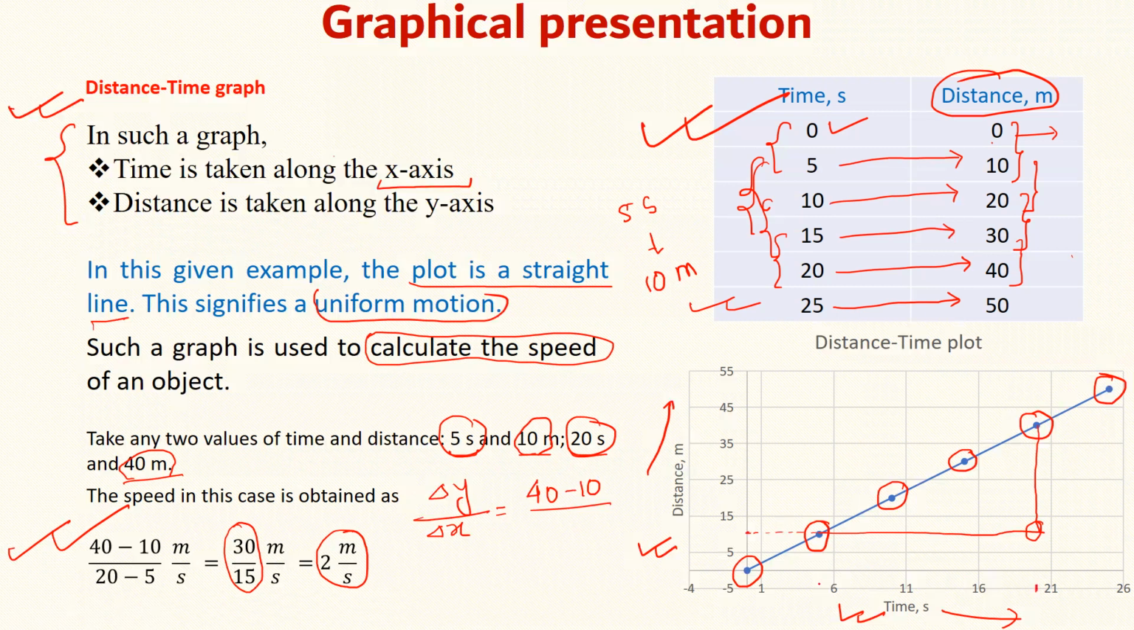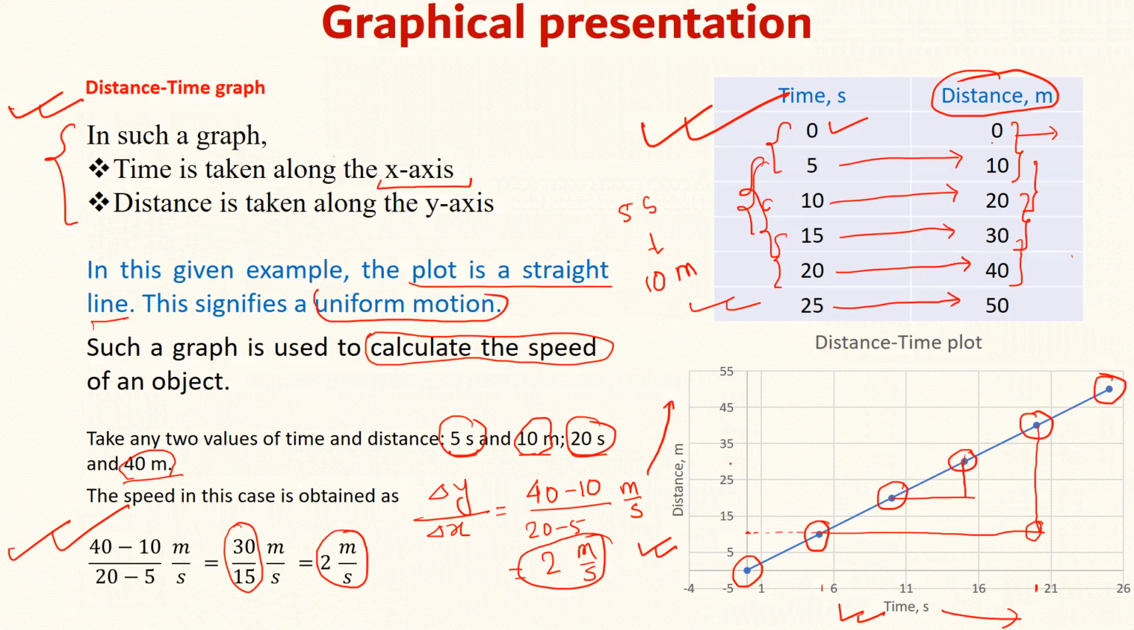Here, although the 5 and 20 points are not given, we can easily find them out from the graph. So 30 by 15, that is again 2 meters per second. So by calculating the slope from these 2 points also, we'll again get that the velocity is 2 meters per second.